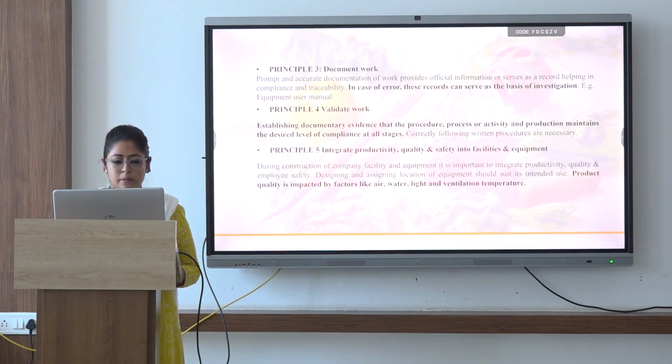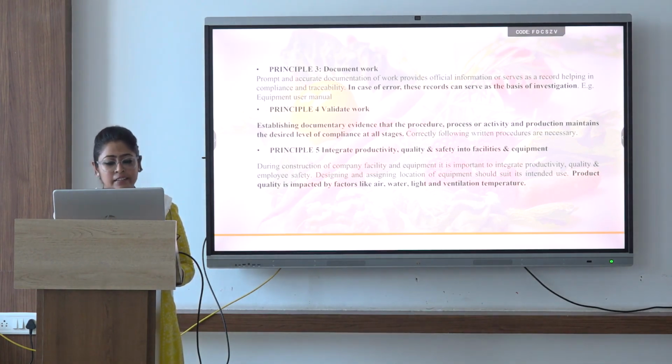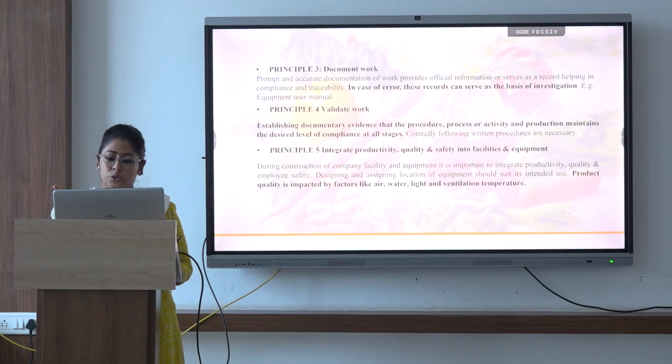The next principle is about integration of productivity, quality and safety into the facilities and equipment, which means you must have the infrastructure and facilities in industries in such a manner that whatever food you are producing should have high yield, good quality as per consumer demand, as well as safety. So your facility should be such that you ultimately have good production in terms of yield, good quality in terms of consumer acceptance, and safety in terms of hazard-free food.